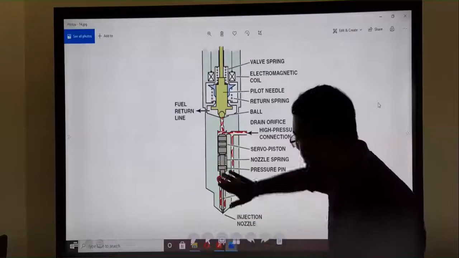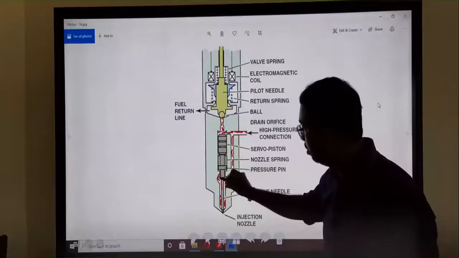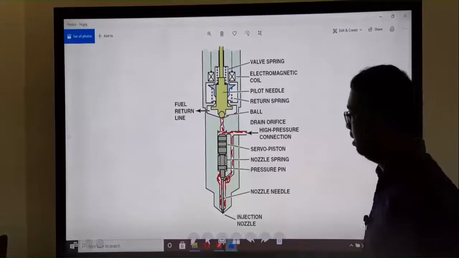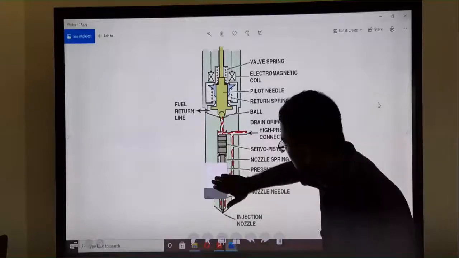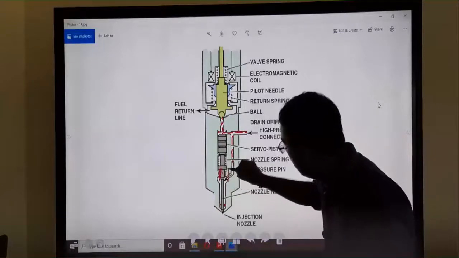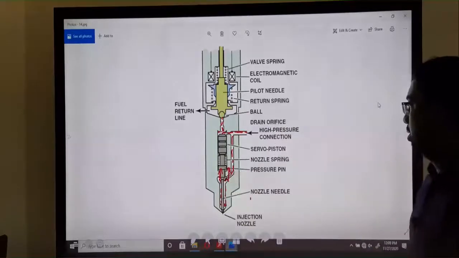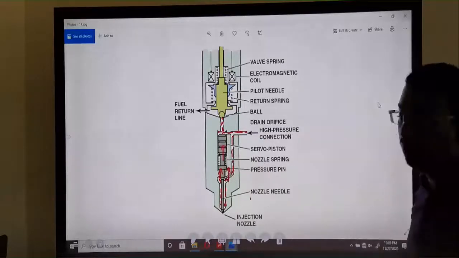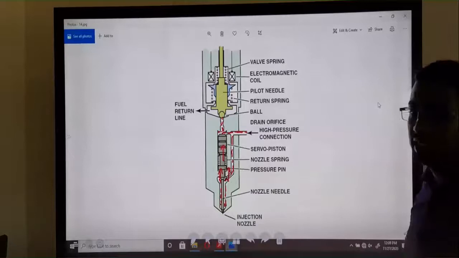After filling this area, there is a space here. Here we can observe a high pressure because of the fuel filling. We can observe a pressure in these areas. That pressure gives a force in this direction. So this pressure pin and nozzle spring tend to move like this, but that force is not enough to move. So when the ignition timing comes, what will happen?